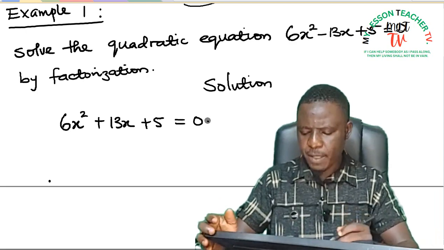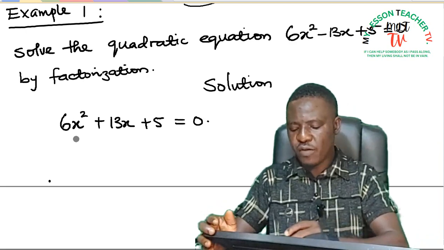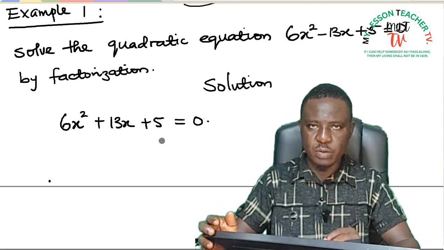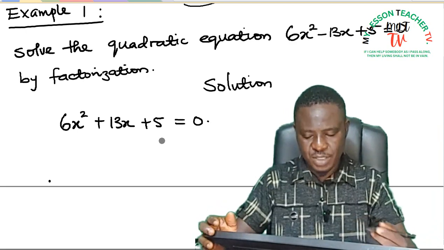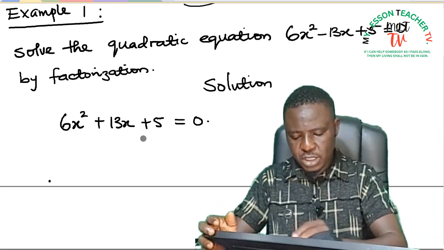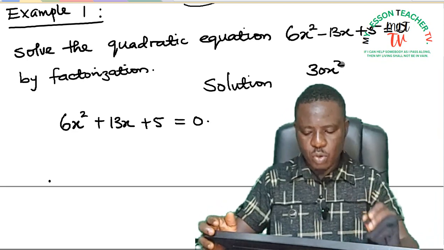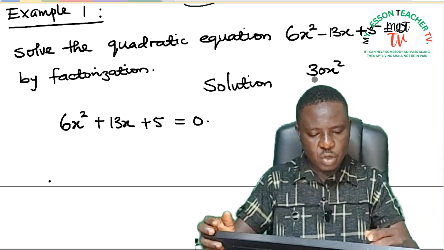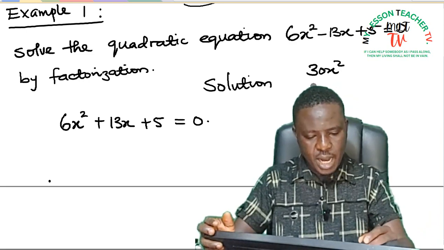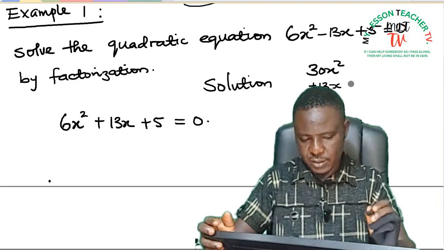Looking at the left-hand side, that gives us a quadratic expression. So I'm going to factorize this quadratic expression, and the first step is to make it from a quadratic trinomial to a 4-term expression. So multiply the first term and the last term. This gives us 30x squared. So we are going to look for two terms that when we multiply them together, it gives us 30x squared, and when we add them together, it gives us plus 13x.